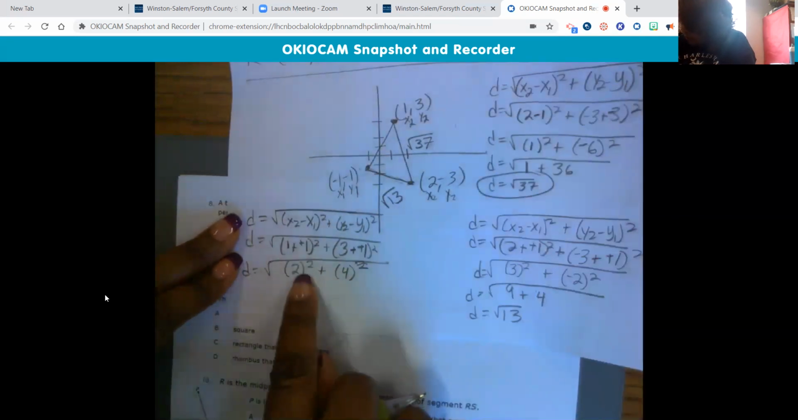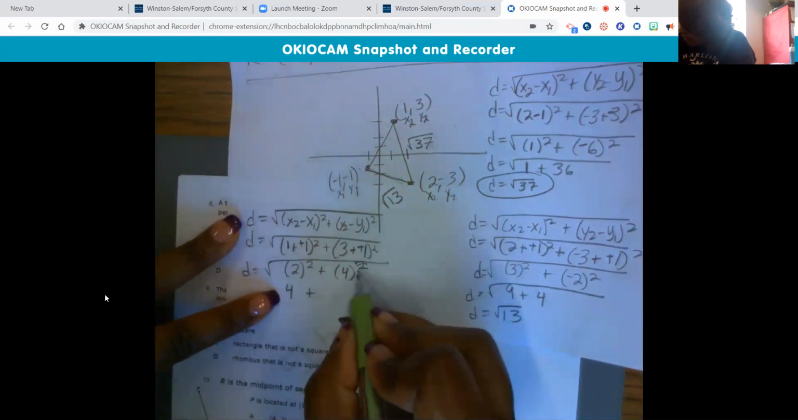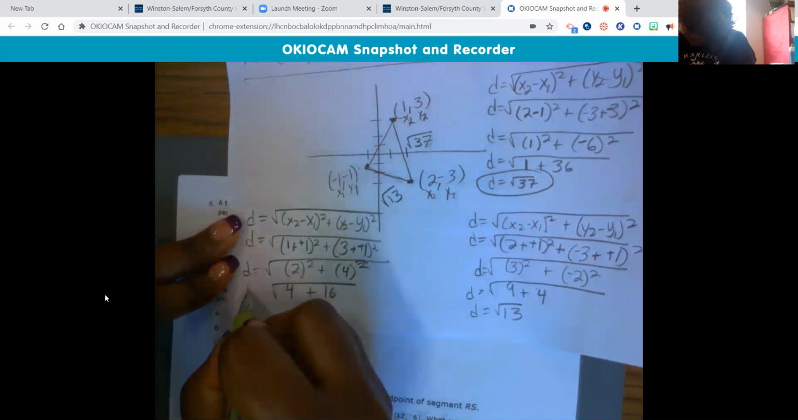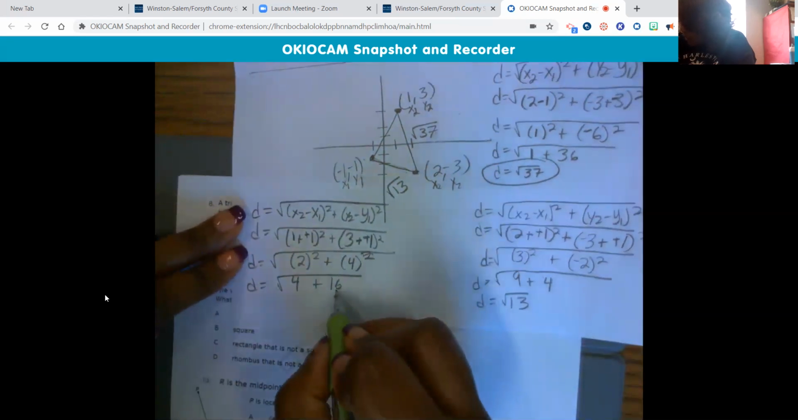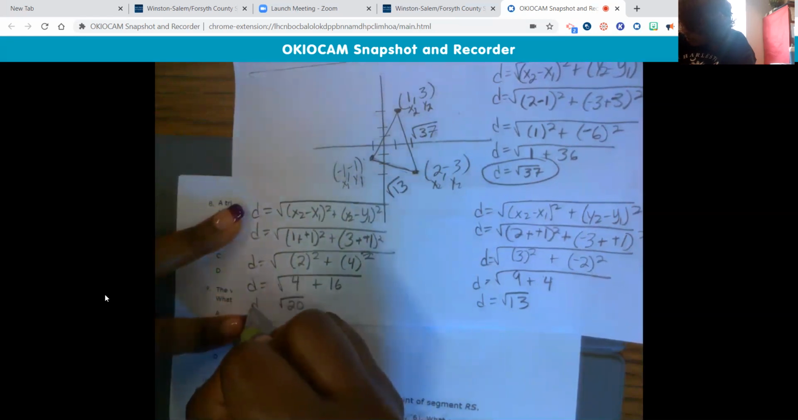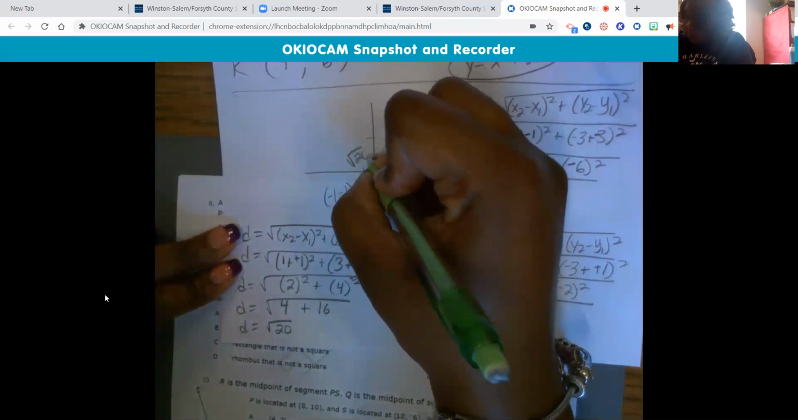All right, so this is 4 here. 4 plus this is 16 here. So we got 16, 17, 18, 19, 20. Okay, so this is the square root of 20 on this side.